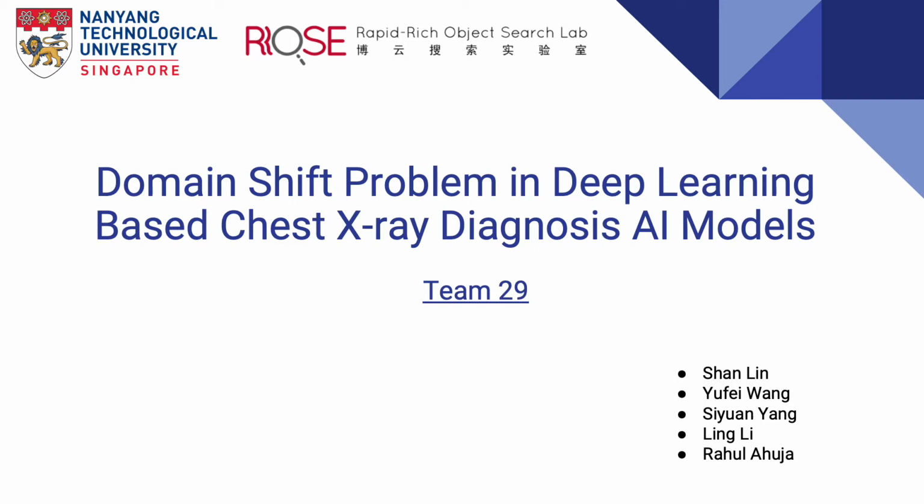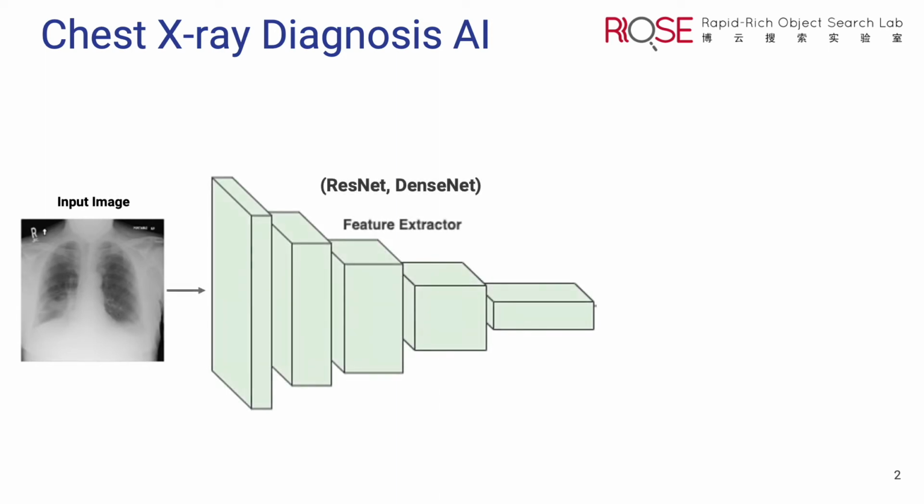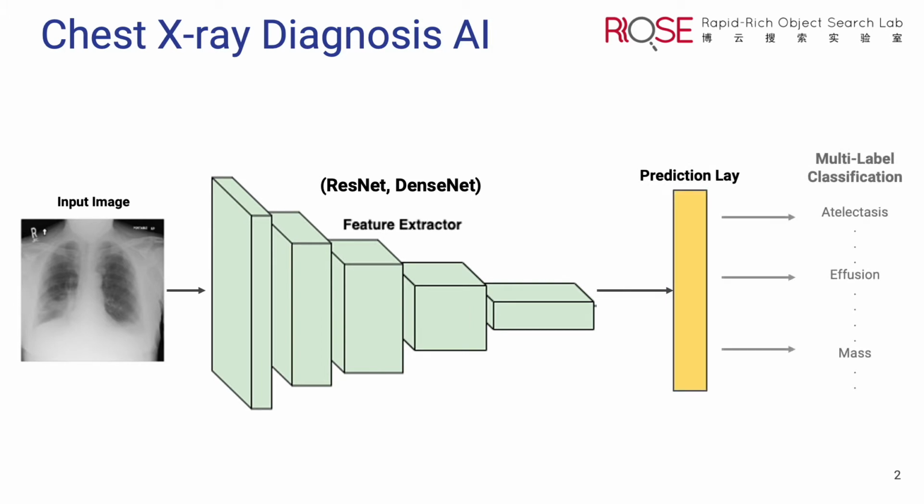The problem we want to solve in this year's NUS-MIT Datathon is the domain shift problem in chest X-ray diagnosis AI models. Common deep learning-based diagnostic models use the chest X-ray images as inputs. The inputs are then passed through a convolutional neural network to extract valuable features. The prediction layer will map the extracted features to the corresponding disease labels.